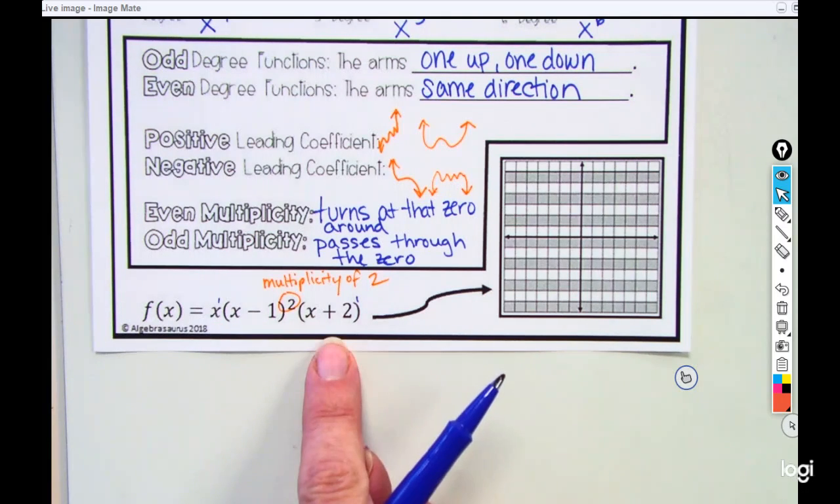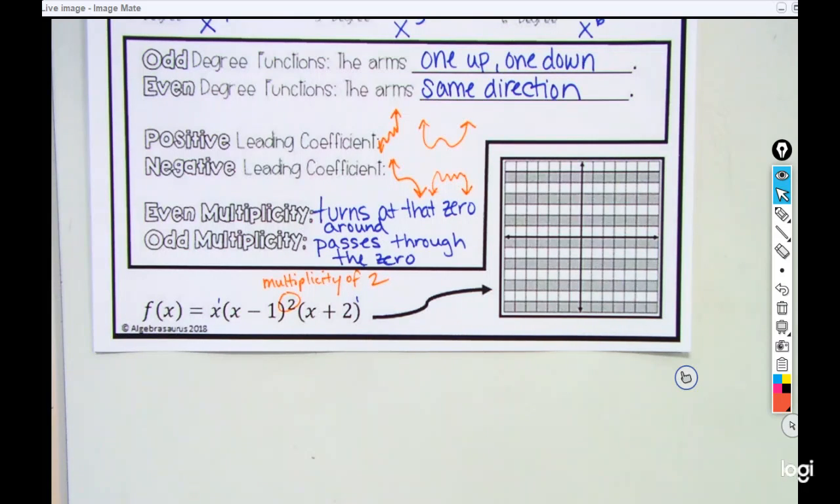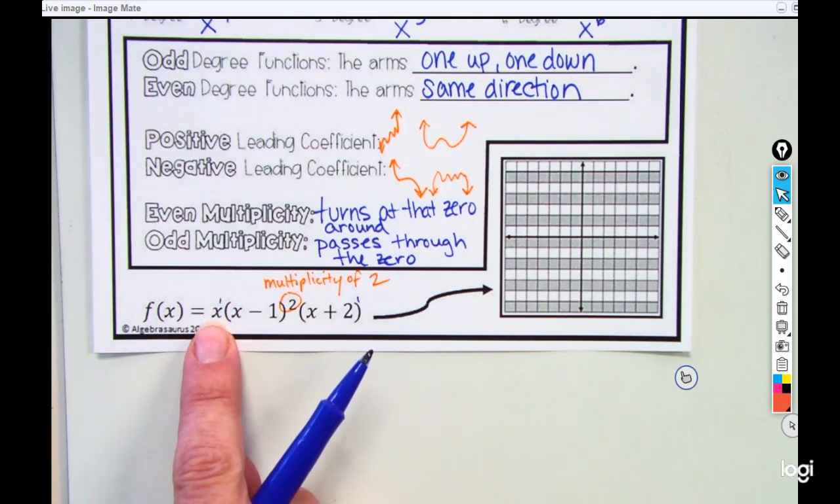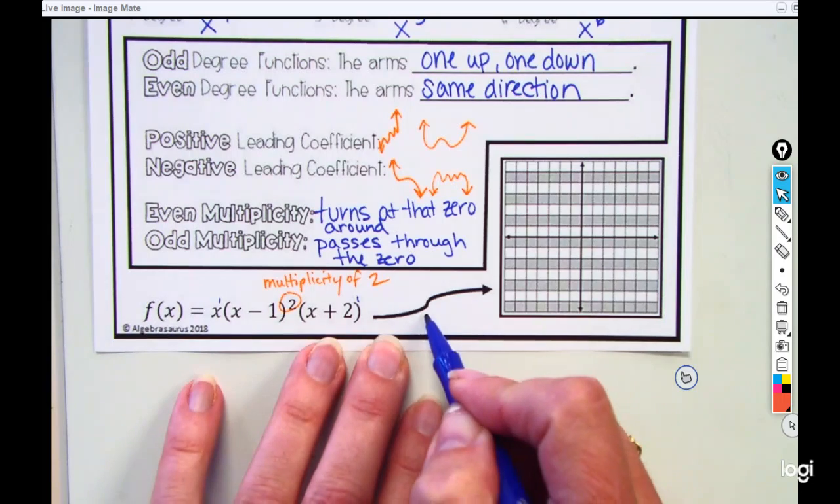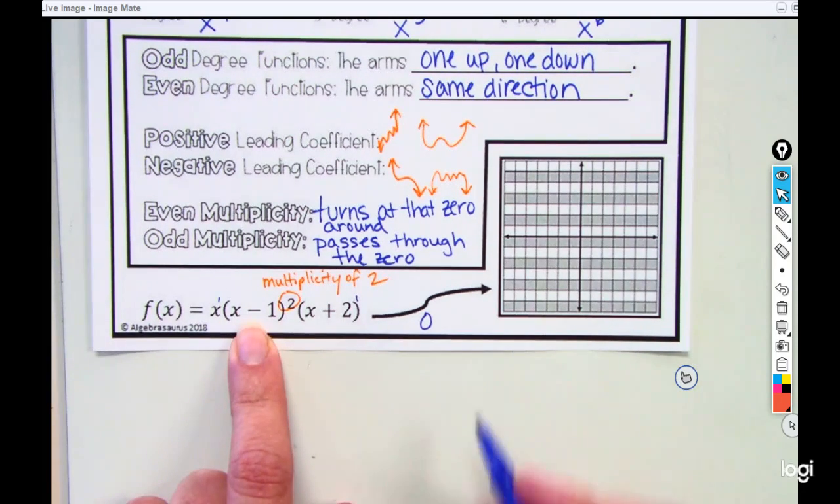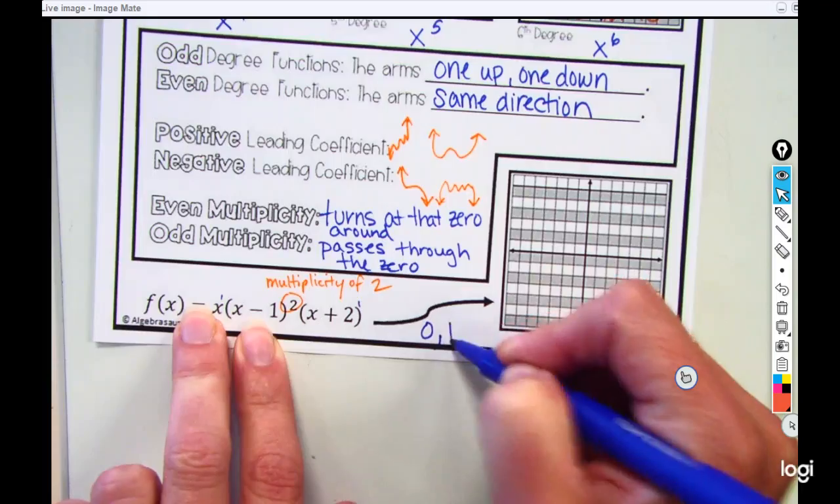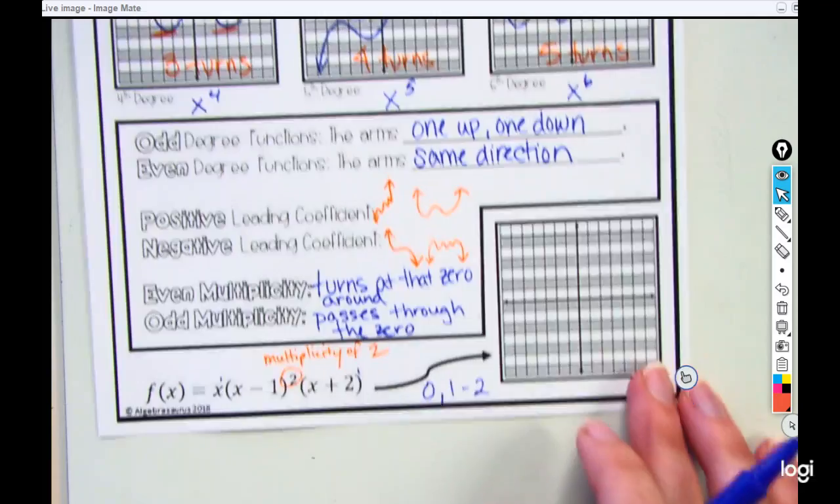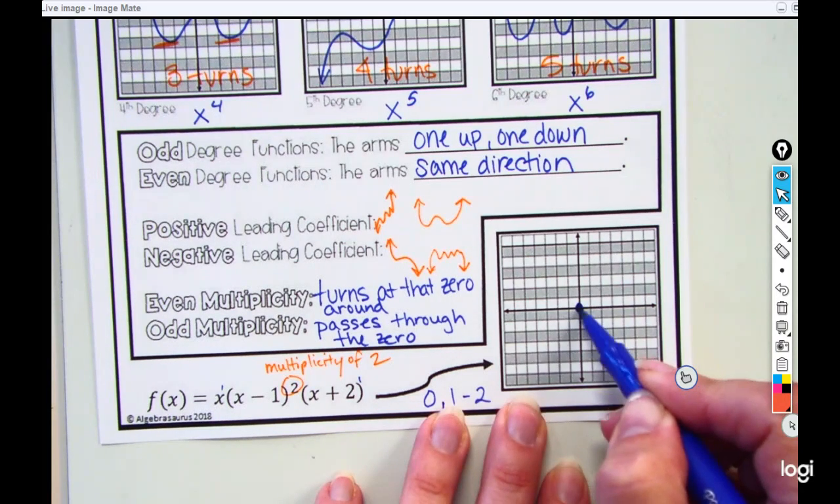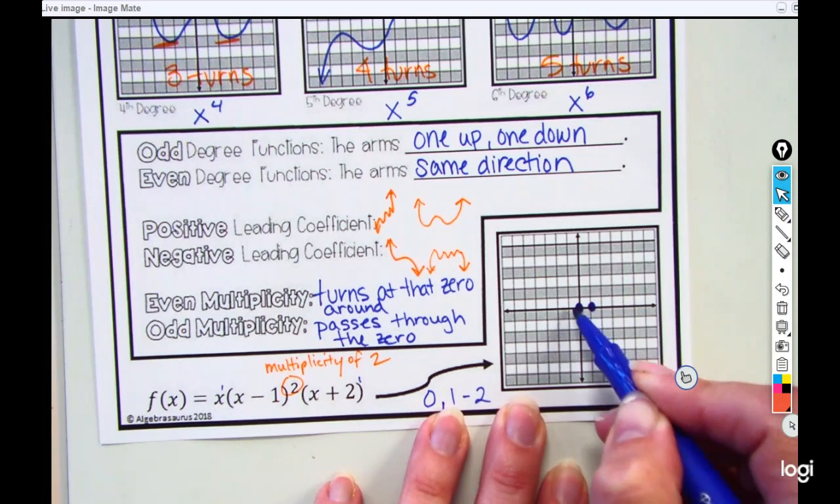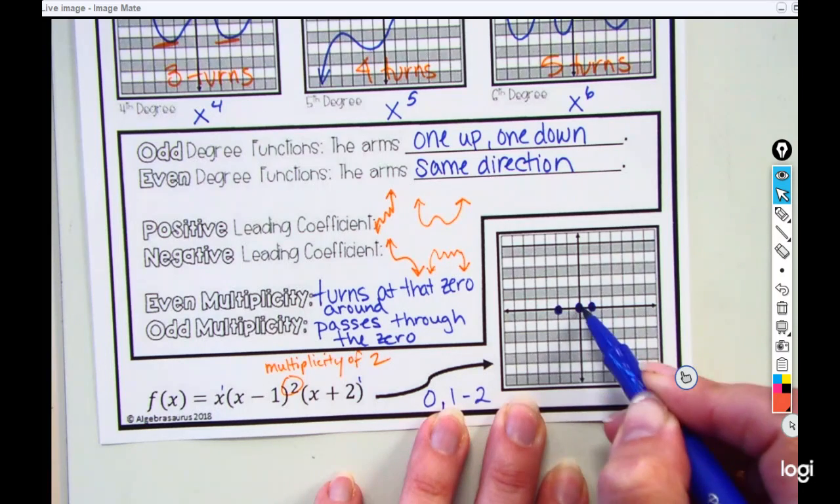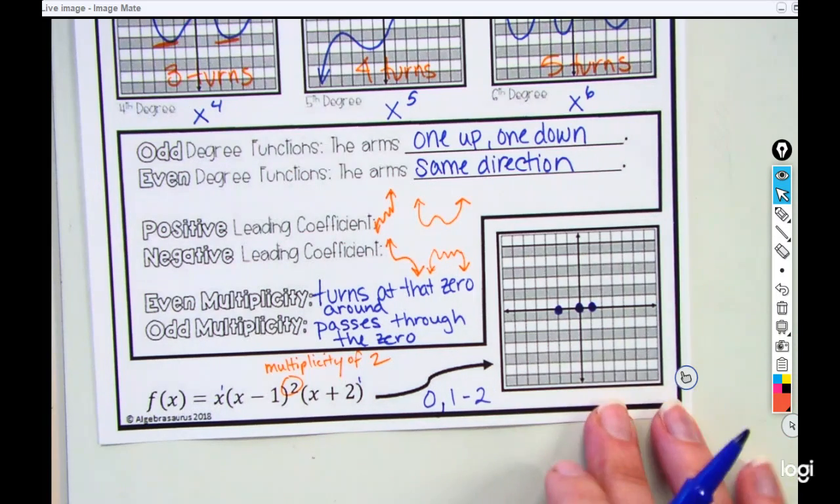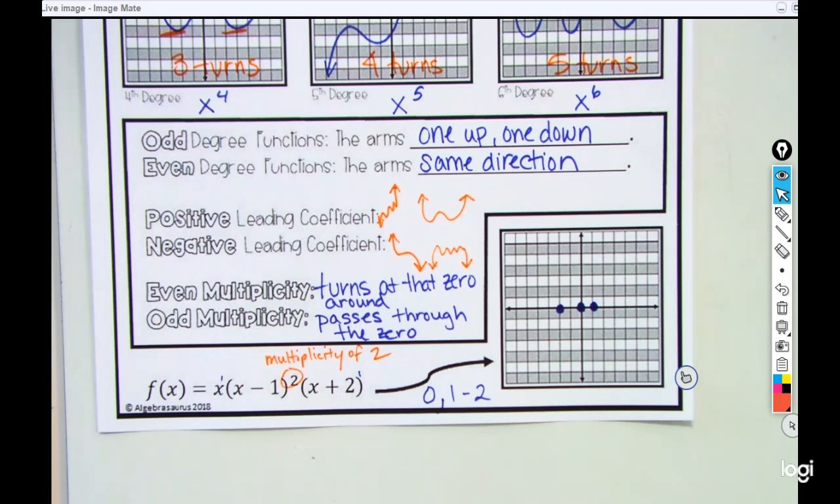It is in factor form, so I can look and I can find out what my zeros are. What are my zeros? What makes this one 0? 0. What makes this one 0? 1. And what makes this one 0? -2. All right, so we're going to plot our zeros. Got 0, 1, and -2. Which is more spread out. Yeah, that would be easier to graph for sure, wouldn't it?